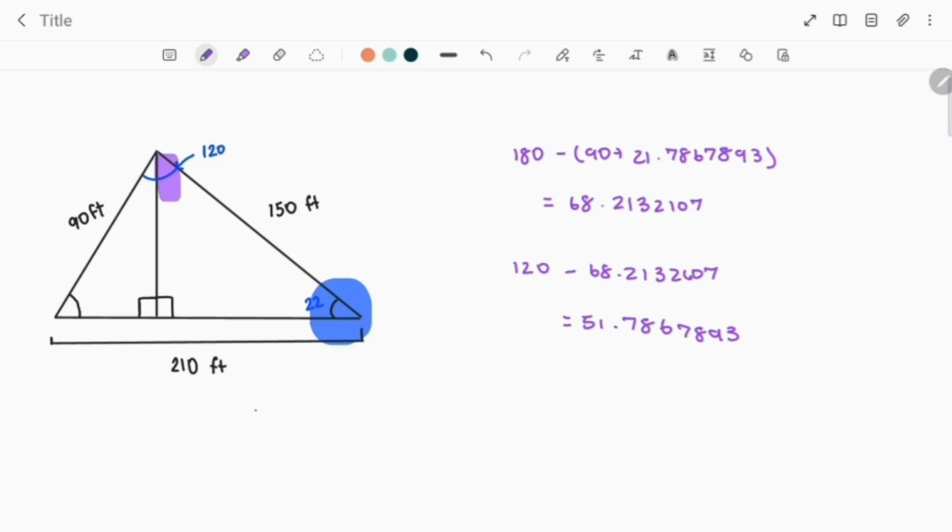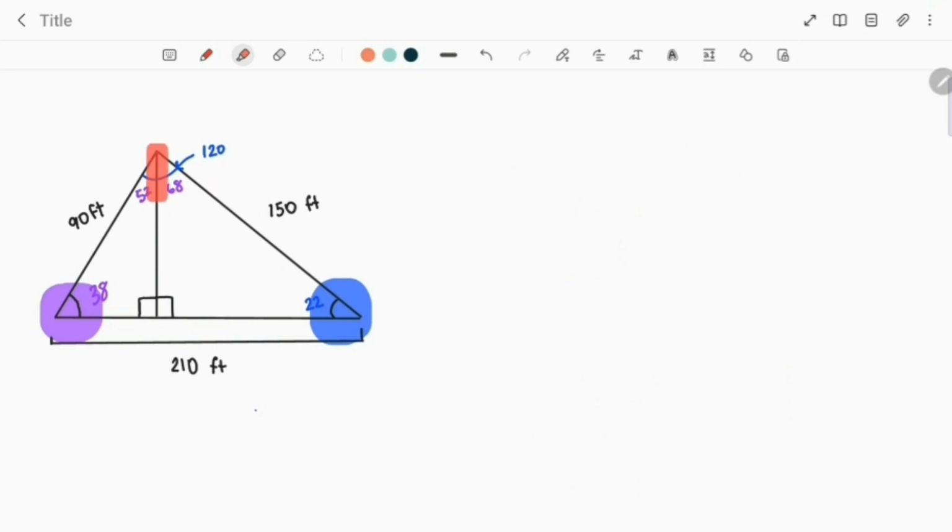And then we're going to do 180 minus 90 plus 51.78678893 to find that angle of elevation of the second astronaut, which turns out to be 38.2132107, which we also round to 38. Now, finally, we're going to have to find the height of the rocket. So for this, we're going to use law of sines. Sine B over b is equal to sine A over a. We know that B is 22 and a is 90 and uppercase A is 150.